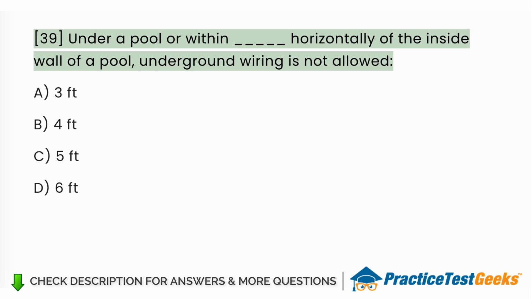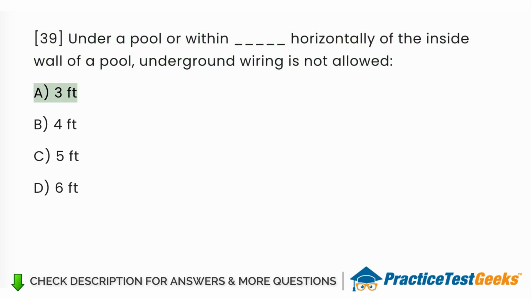Under a pool or within horizontally of the inside wall of a pool, underground wiring is not allowed. A. 3 feet. B. 4 feet. C. 5 feet. D. 6 feet.